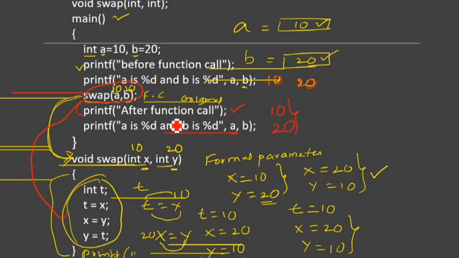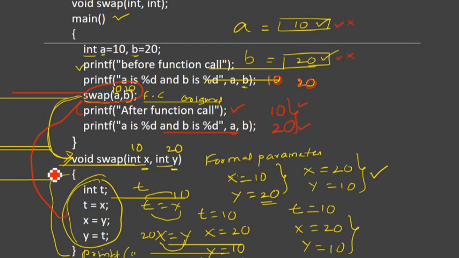After the function call, again a value is 10, b value is 20. Now we have passed the values, a value 10 into x, b value 20 into y. Only a copy of data is going from a and b, 10 and 20, to the user defined function's x and y. Only a copy of data is moving, but the original data of variables a and b does not change.